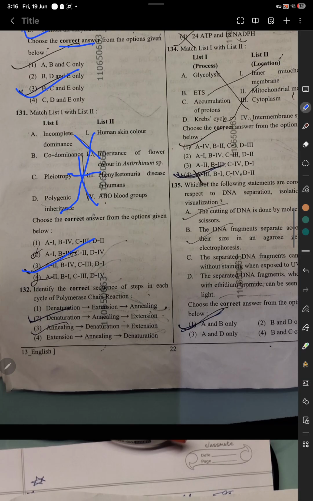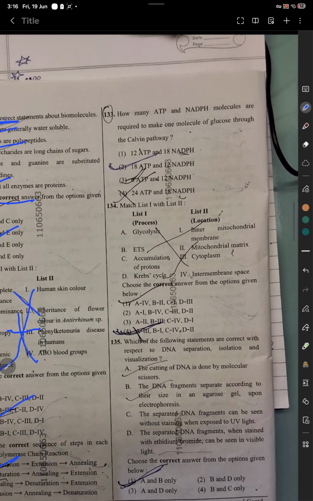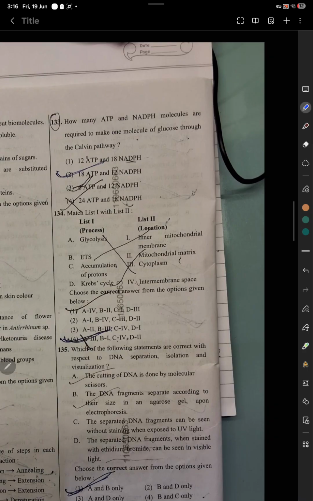Question number 132. Identify the correct sequence of steps in each cycle of polymerase chain reaction. That's denaturation, annealing, then extension. So question number 133. How many ATP and NADPH molecules are required to make one molecule of glucose through the Calvin pathway? 18 ATP and 12 NADPH. So option number 2 is correct.